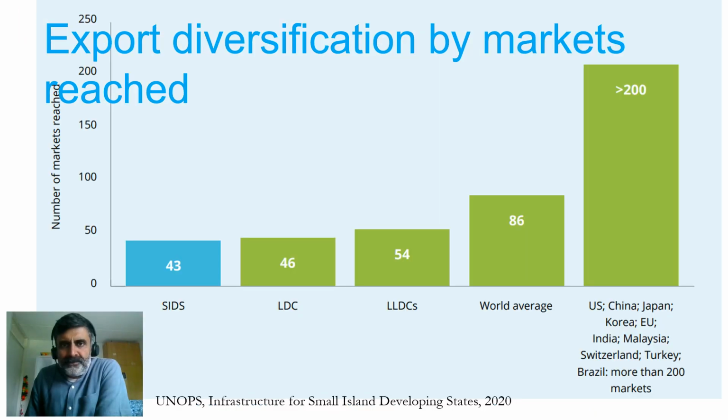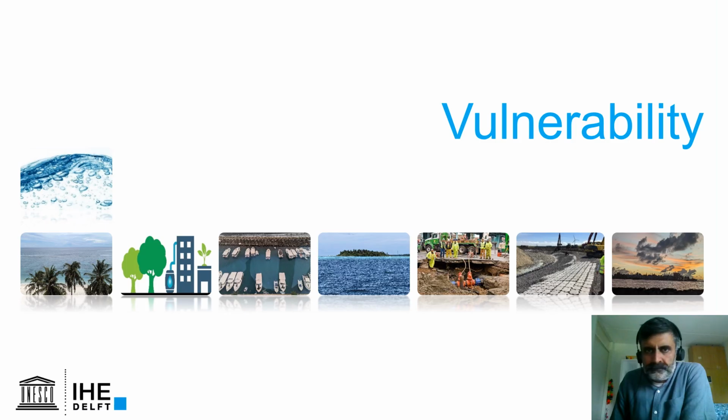Here's the data on export diversification measured by the number of markets reached by each group of countries. SIDS as a group show lower diversification compared to even least developed countries. In the previous slides, we discussed the economy of SIDS. This exposed some of the vulnerabilities of these nations. Let us explore the vulnerability of SIDS a bit further.